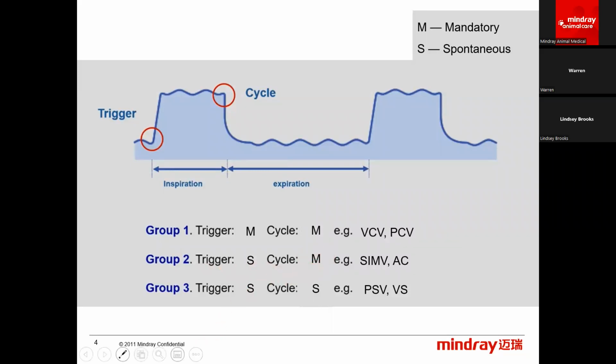And then group 3, these are going to be more intelligent ventilation modes. You have a spontaneous trigger as well as a spontaneous cycle. So your patient decides when they breathe in as well as when they breathe out. The machine is just there to make them take better breaths, help them take bigger breaths if that's something they need to be doing. Those modes are such as pressure support ventilation and volume support ventilation.